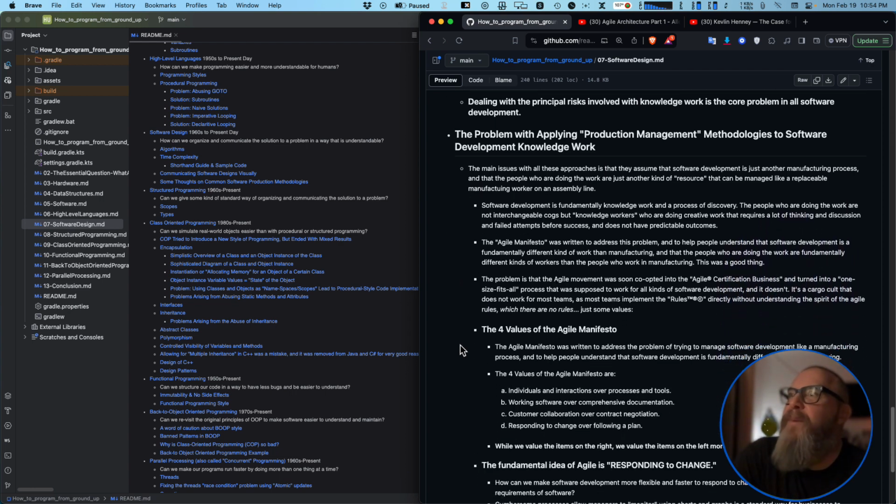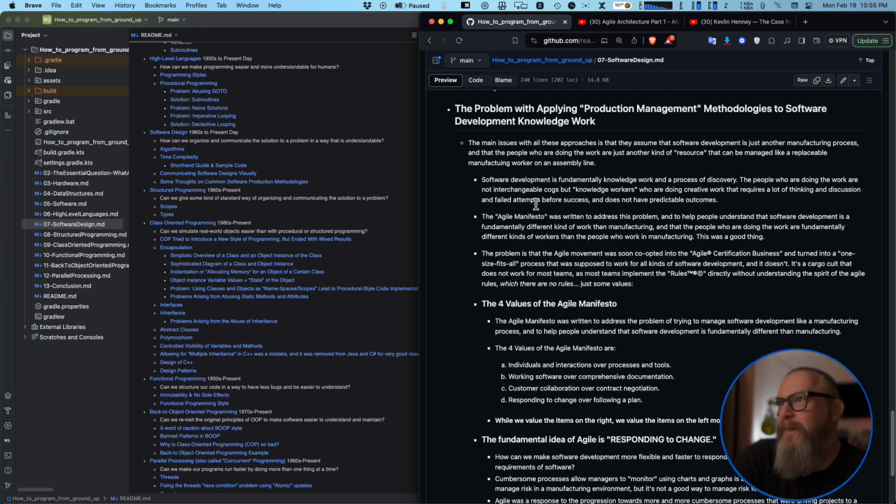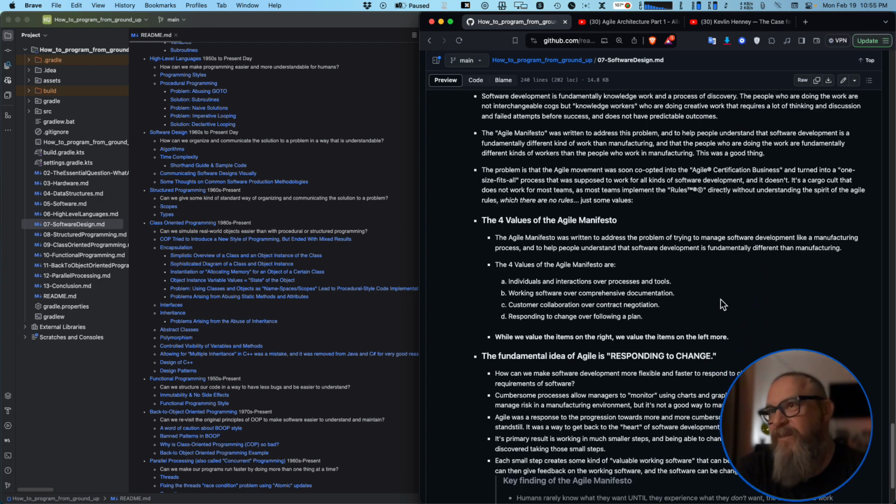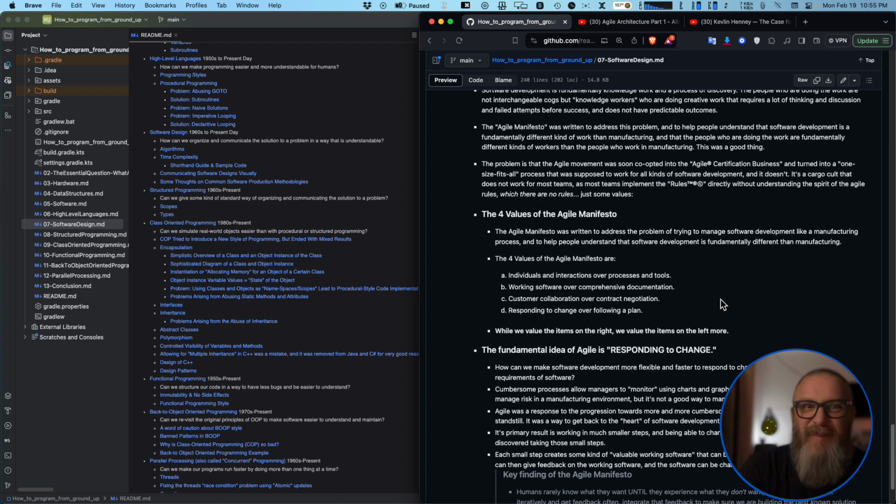All right. So the problem is applying the production management methodologies to software development knowledge work, and the main issue with these approaches is they all assume software development is just another manufacturing process, and that the people doing the work are just another kind of resource that's interchangeable, and can be managed like a replaceable manufacturing worker. Though all these people contain lots of knowledge from doing these processes. They gain lots of knowledge, and it's important to keep them around if you want to extract that value and get your customers to love your stuff, man. That's what it's about. We're taking other people's lunch. That's what we're doing. Come on.